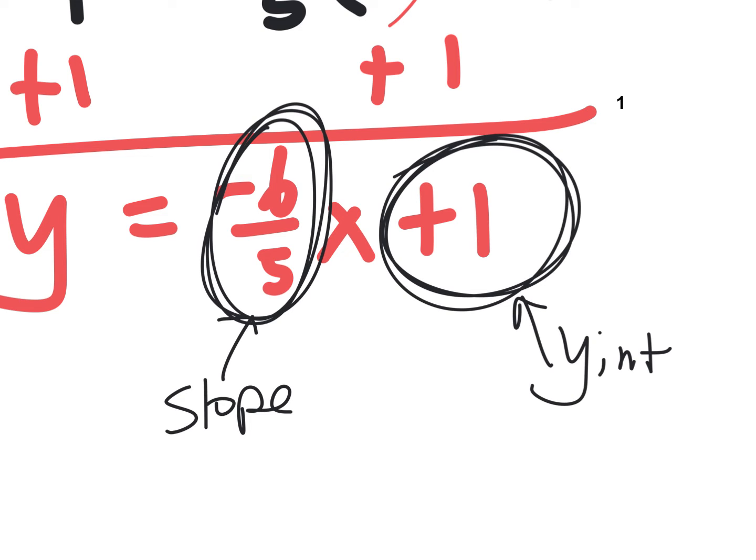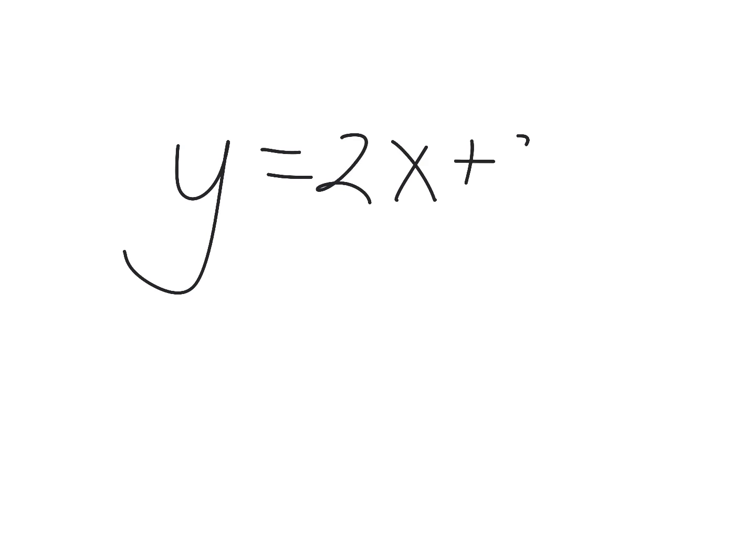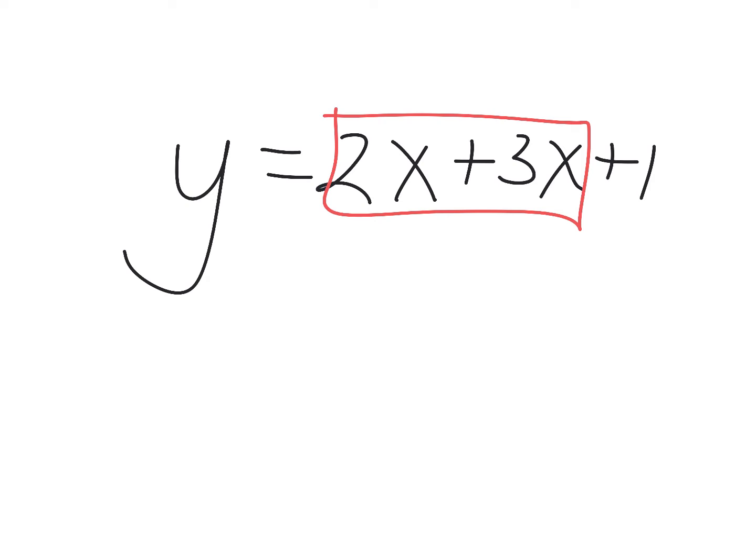So there's a lot of different ways that your equation can be not solved. Let me show you a couple. Y equals 2x plus 3x plus 1. That's not normal. What can go together here? Yeah, this would just be y equals 5x plus 1. Then it would be solved for y and all done.